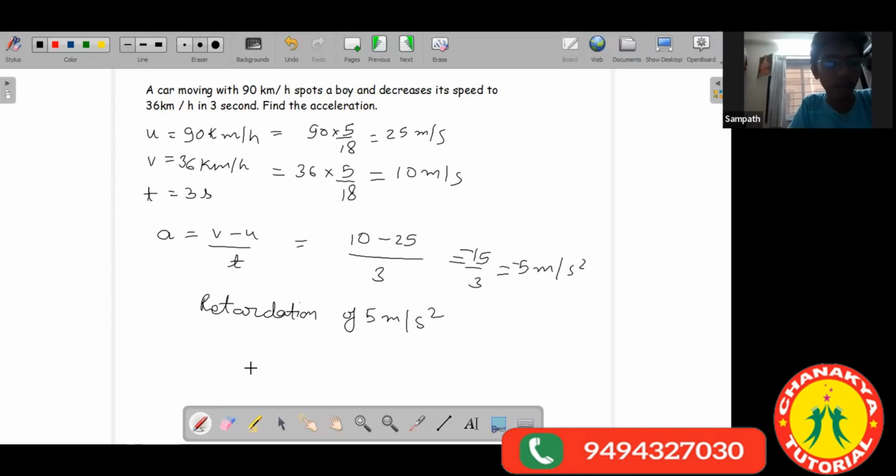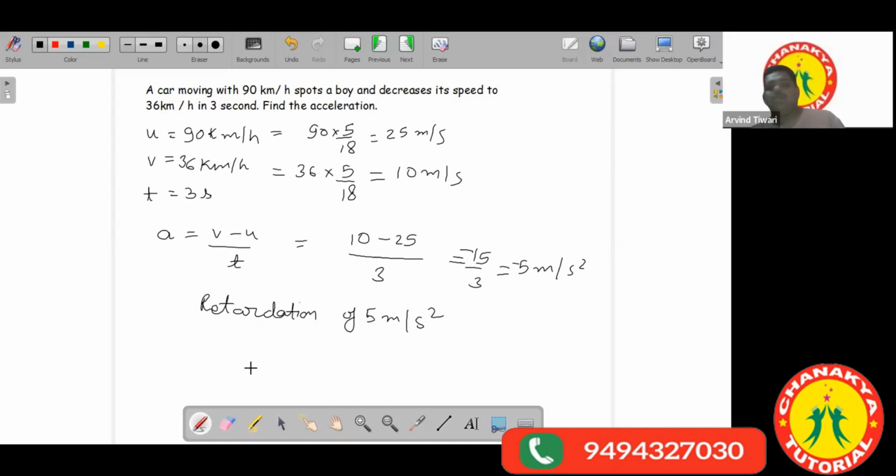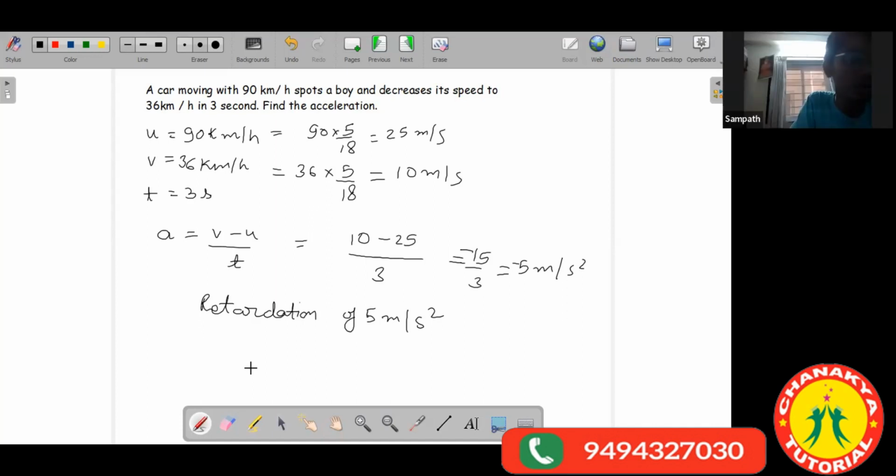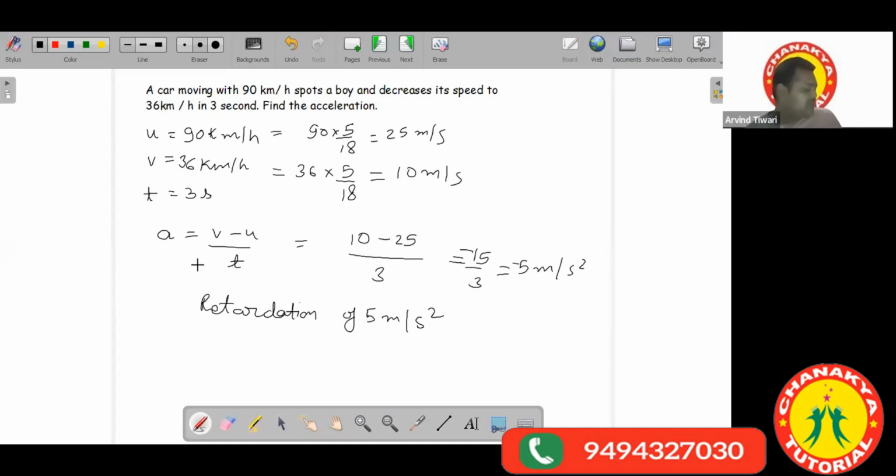Should we convert it again into kilometer per hour? No, it has to be in SI units. Your final answer has to be in SI units. Whenever you answer, your final answer should be in the SI units as far as possible. Got it? So shall we do another question?